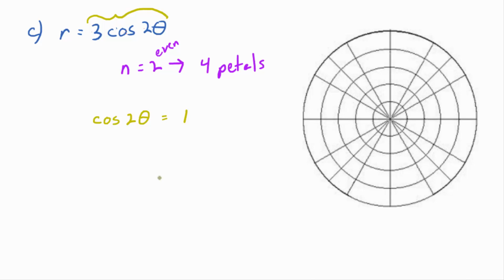When does the cosine equal 1? In other words, that's when cosine's the biggest, right? When cosine of 2 theta is equal to 1. The smallest angle for which that happens is when the input is 0, right? So when does 2 theta equal 0?